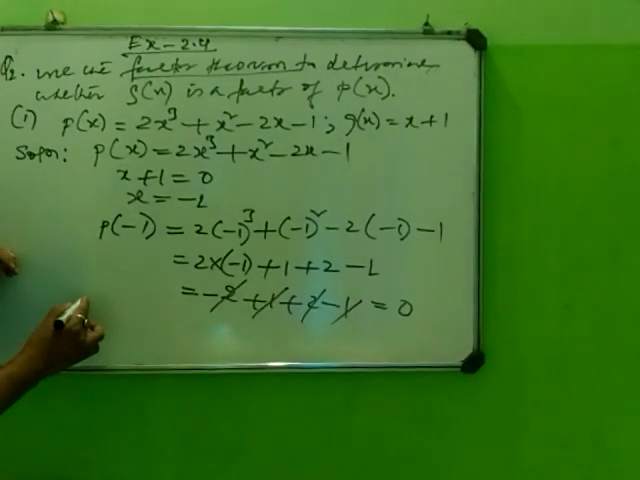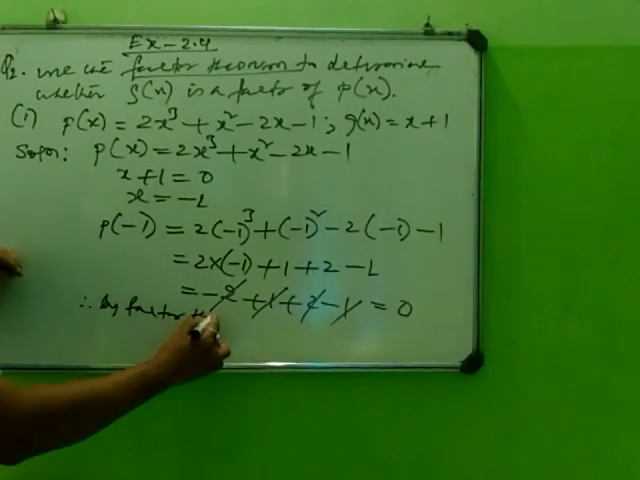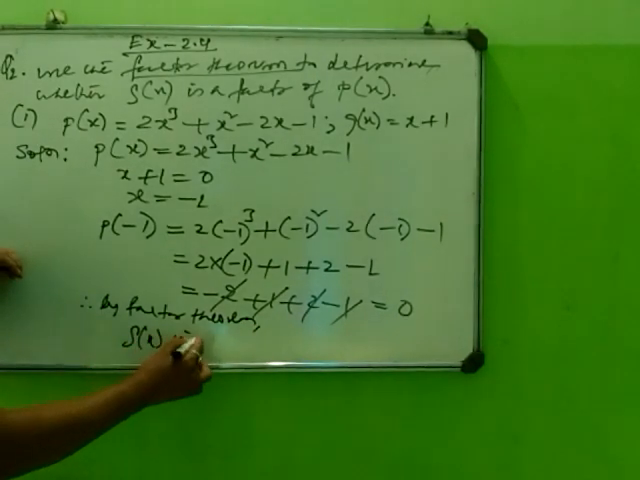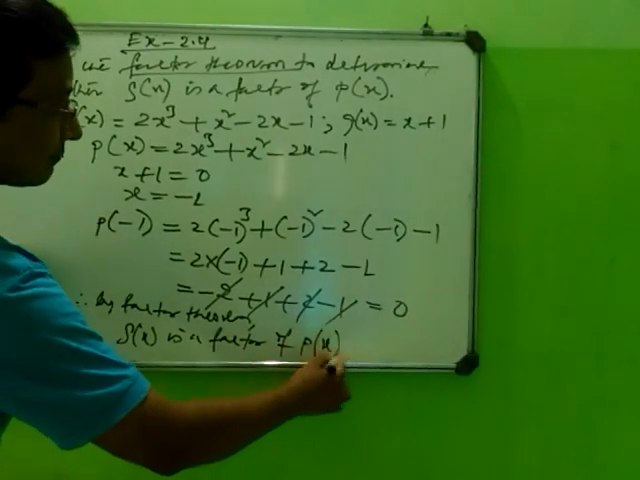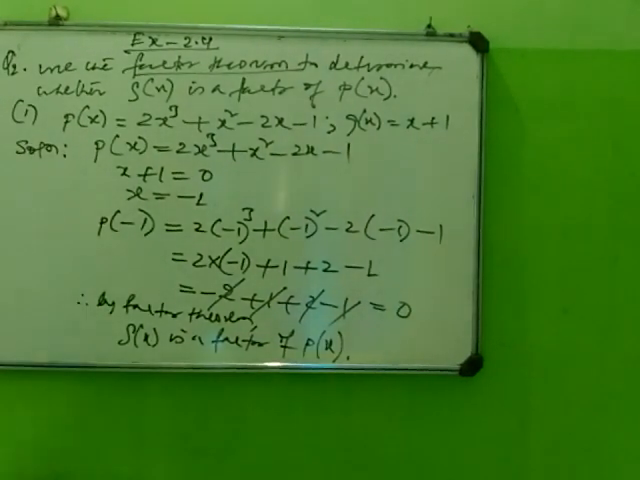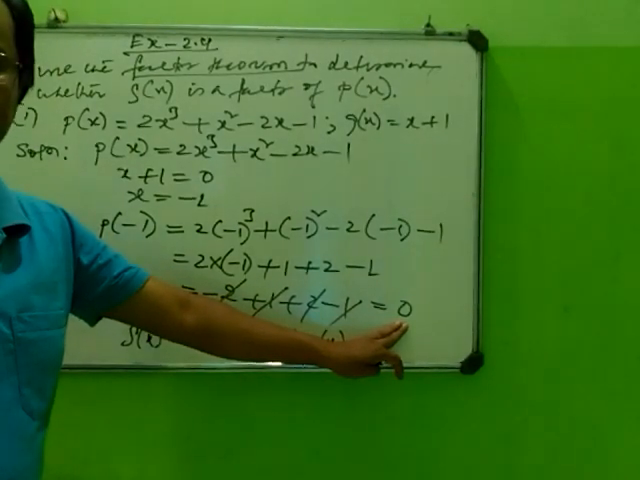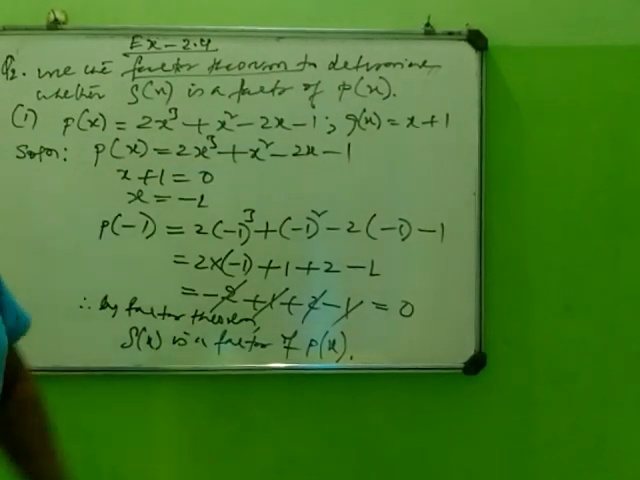So therefore, by factor theorem, g of x is a factor of p of x. So the remainder should be 0. If you get values other than 0, then g of x will not be the factor of p of x.